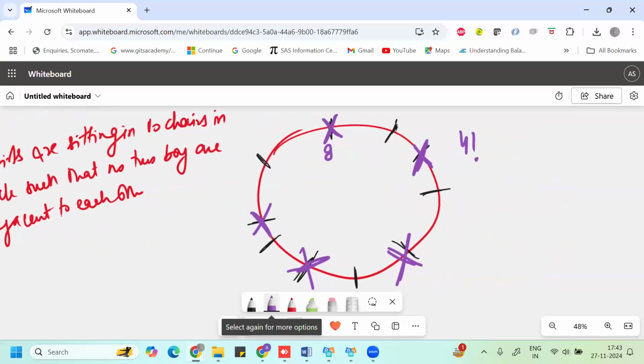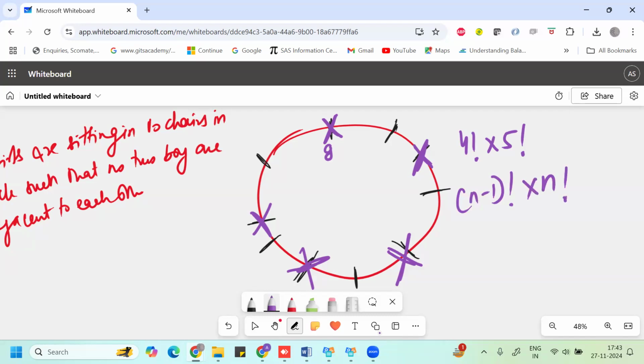Four factorial ways, because it is a circle, and they can start anywhere, there's no starting or end point. Once the girls have sat, now in five places, five boys can sit in five factorial ways, because once you have defined the places, it is like a linear arrangement. Till the time you haven't defined the place, it is circular, there's no starting or end point, so you use n minus one factorial. Once you have defined the places, in n chairs, n persons can sit in n factorial ways.